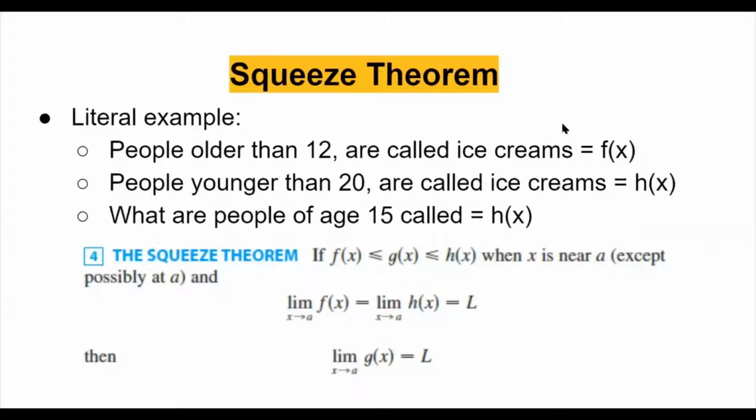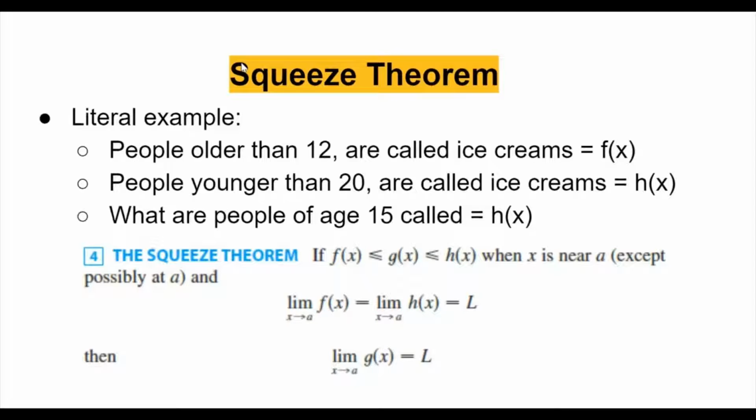Next comes the squeeze theorem. Now, a good way to describe this would be, imagine if I tell you that people older than the age of 12 are called ice creams. People who are younger than 20 are also called ice creams. So what would you call people of age 15? Again, ice creams. That's what we figured, because in the entire scope between 12 and 20, the people are called ice creams. So someone age 15 would also be ice cream.